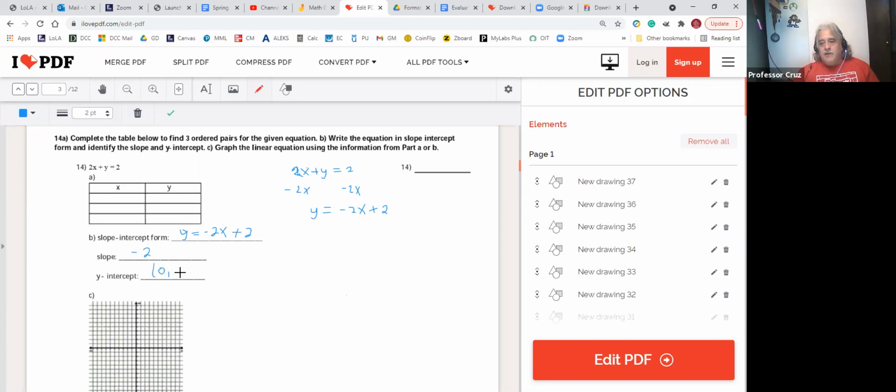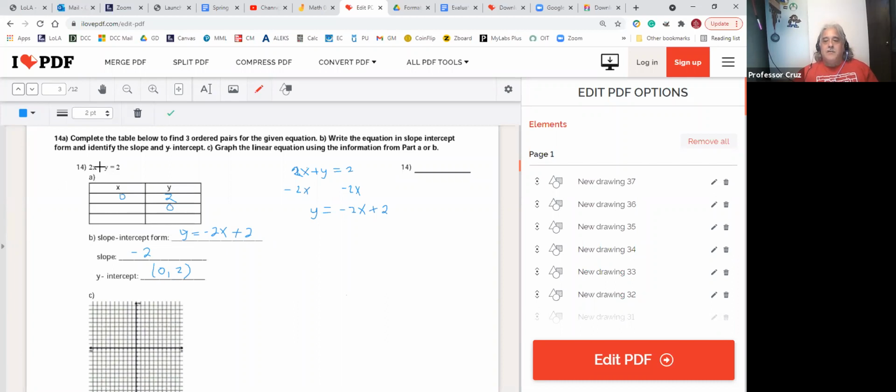Once you solve it for y is equal to mx plus b like this, then the number hanging off the end is your y-intercept. That's your slope right there. So there's one.